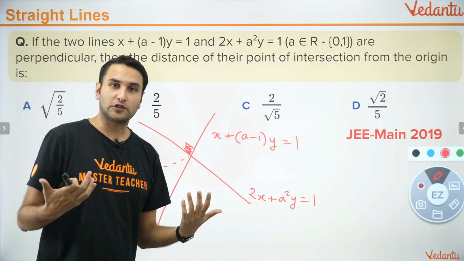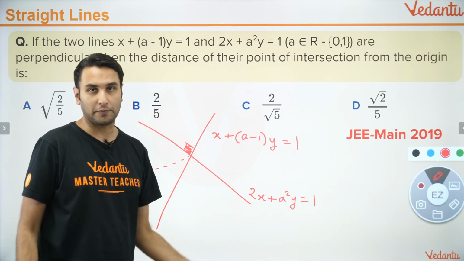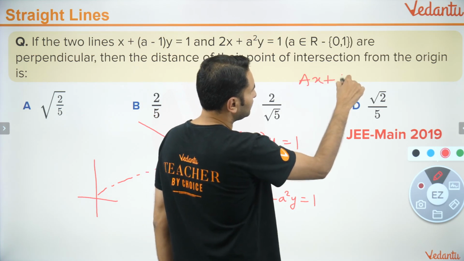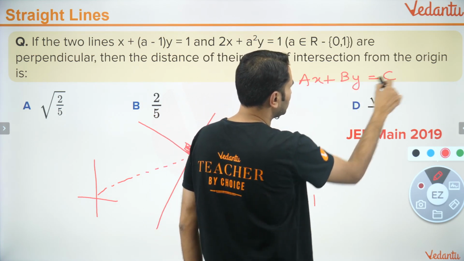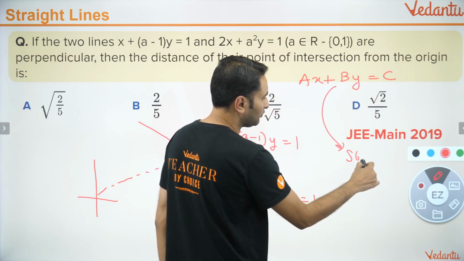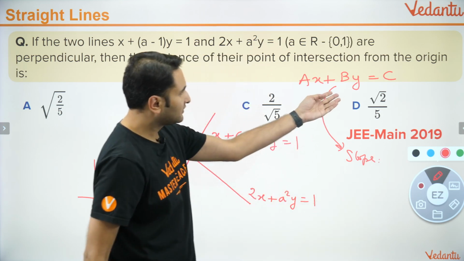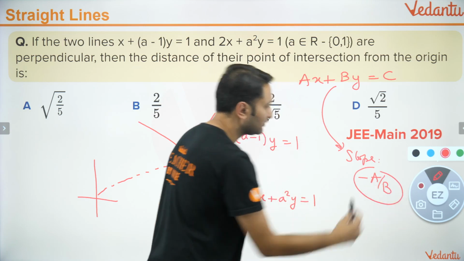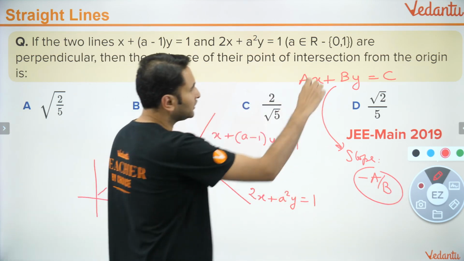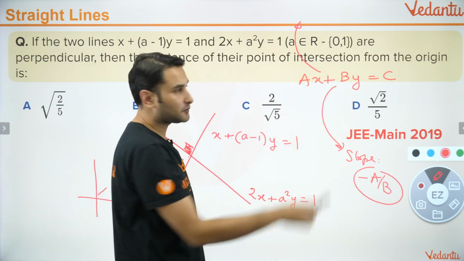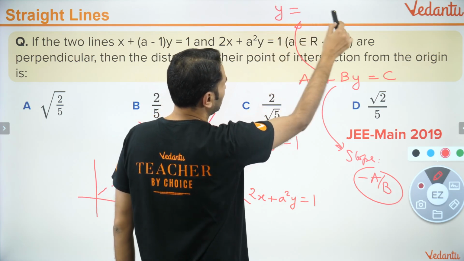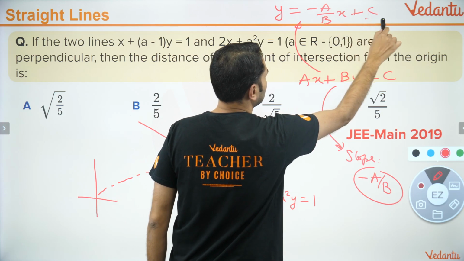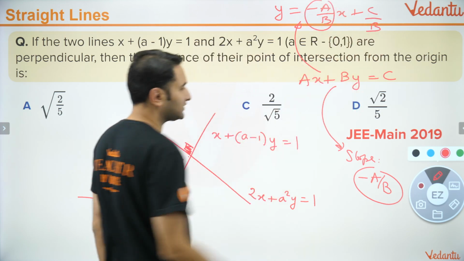So first of all, use the condition that they are perpendicular. How? What is the slope of this? All of you know, for ax plus by is equal to c, what is the slope? Slope is minus a upon b. You can think of it as y equal to mx plus c. You can write this as y is equal to minus a upon b x plus c upon b. So this is the slope, minus a upon b.